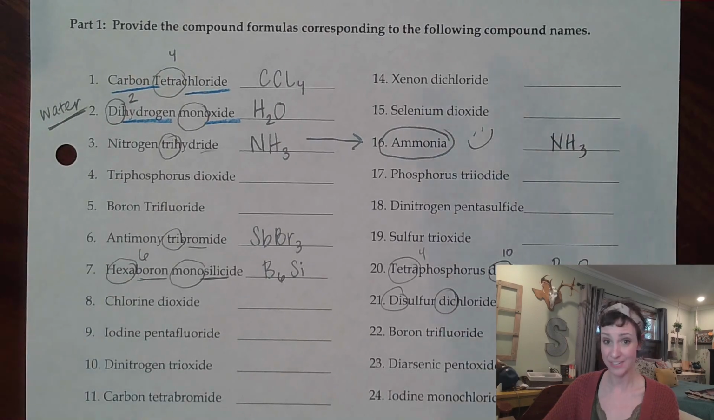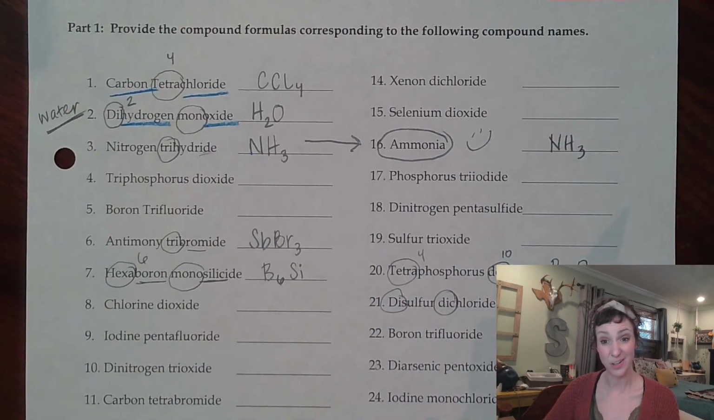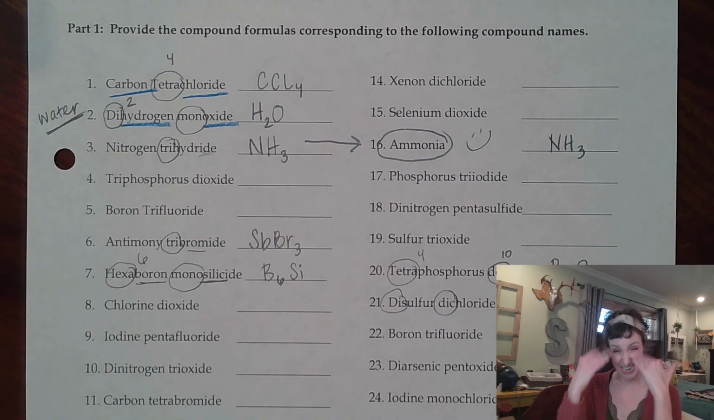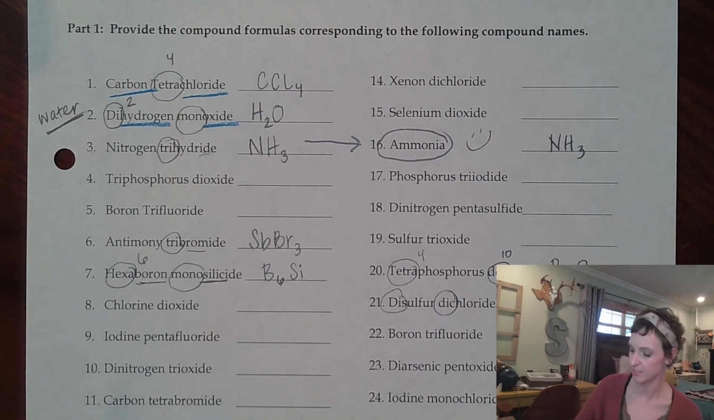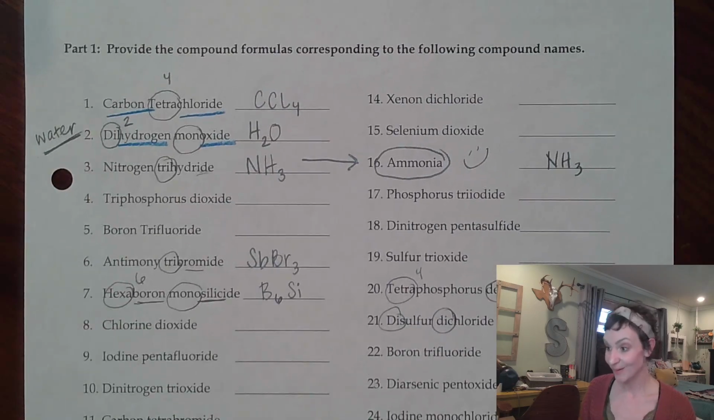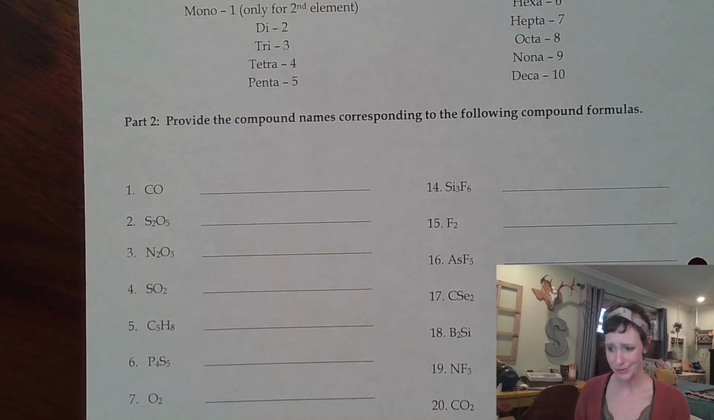We've got Greek prefixes for writing formulas. All I have to do is figure out what the prefix is and how many of each that is, and that's my subscript. Okay. Now we're going to do the opposite, meaning I'm going to give you a formula and you're going to name it for me.